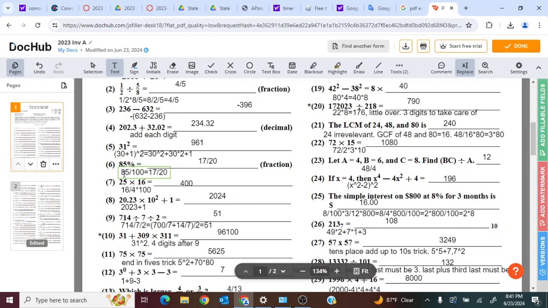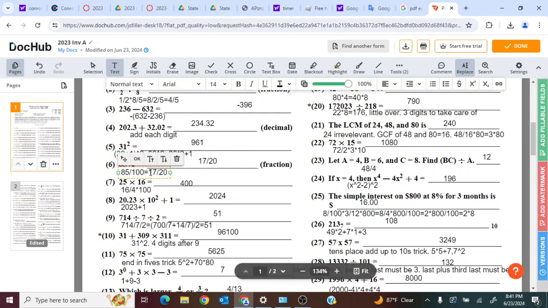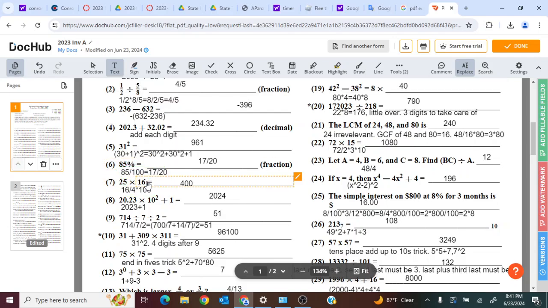This percent is equal to 85 over 100. Divide numerator and denominator by 5 to simplify. 25 times 16. 25 is 100 over 4. So 16 over 4 is 4. Multiplied by 100 to get 400.